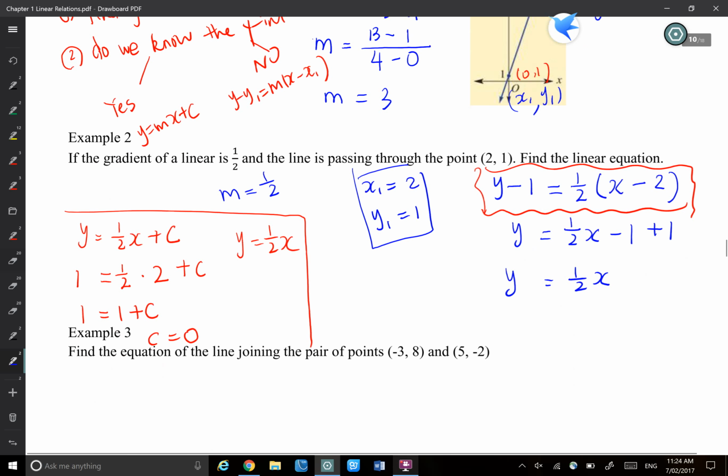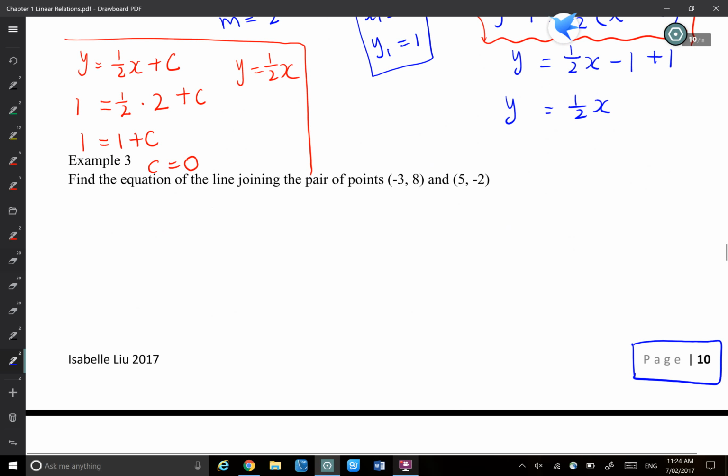Okay, let's have a look at example 3. For example 3, I want to find the equation of the line passing through the pair of points (-3, 8) and (5, -2). I know 2 points. I don't know the gradient. So the first step is to find the gradient.